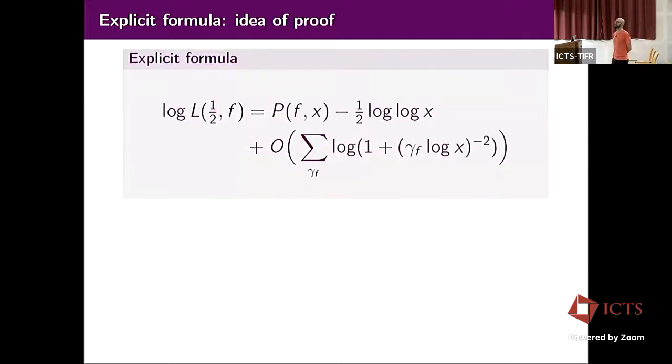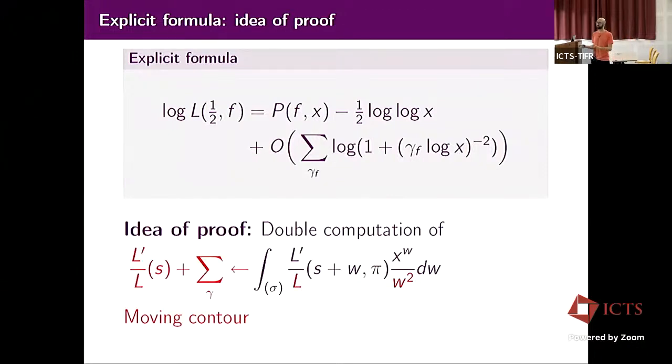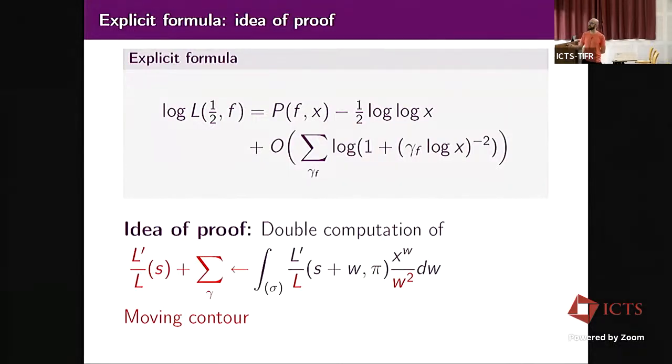Okay, how do we prove such a formula? That's a useful tool in practice, no matter the exact weight you have. It's a double computation of a vertical integral. You look at the vertical integral of the log derivative, L prime over L, times a certain weight, and you compute it in two ways. The first way is that you can shift the contour to the left, say to minus infinity, and the x to the w will just disappear at minus infinity. And you pick up all the poles.